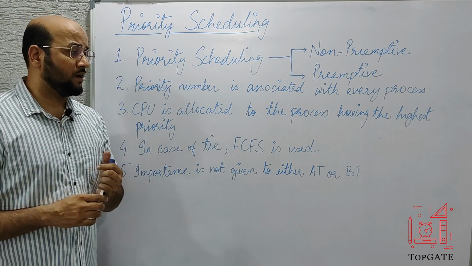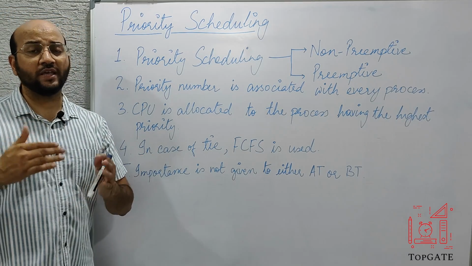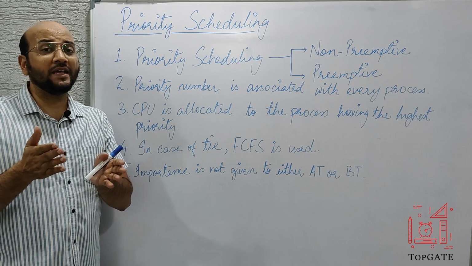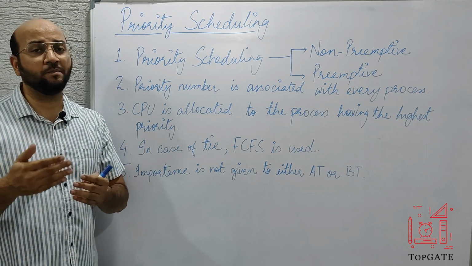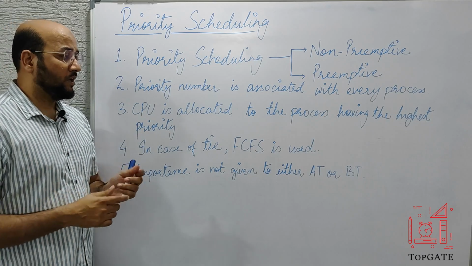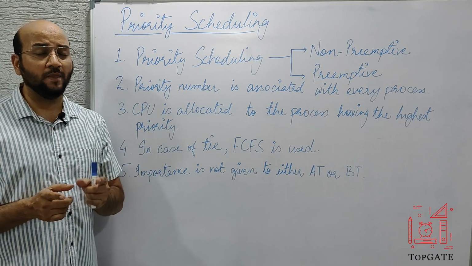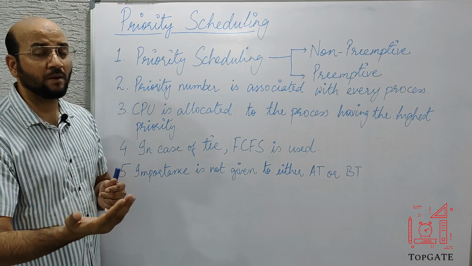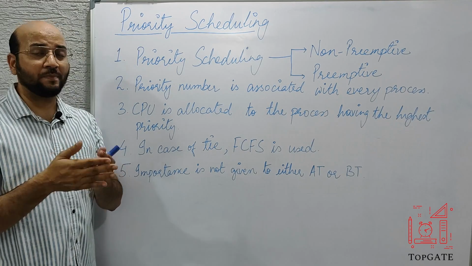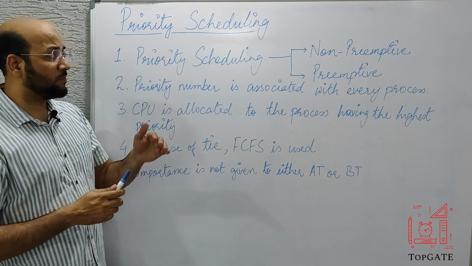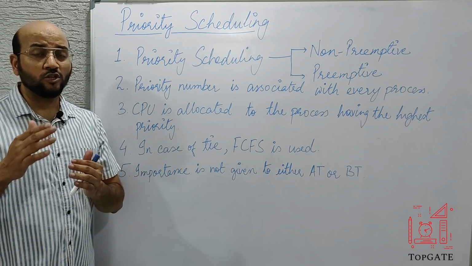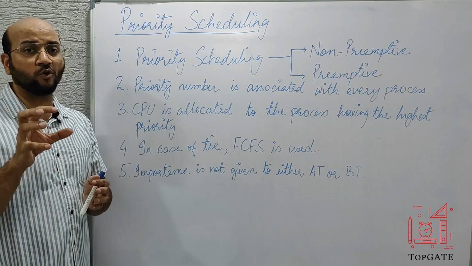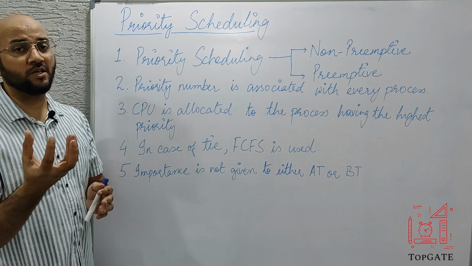Fine. So this is the basic idea of the priority scheduling algorithm. One more thing: the FCFS, SJF, or SRTF algorithms can each be called a special case of the priority algorithm. Why? Because in FCFS, the priority was given to the process that was coming first. If we talk about the SJF algorithm, that is also a special case of the priority algorithm, because we are giving the priority to the process having the shortest burst time.